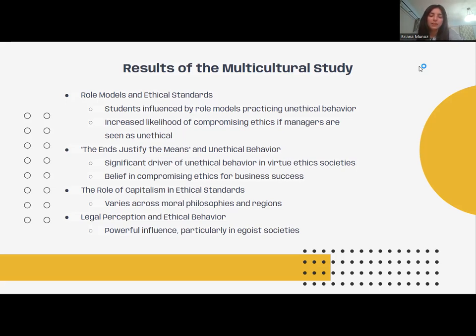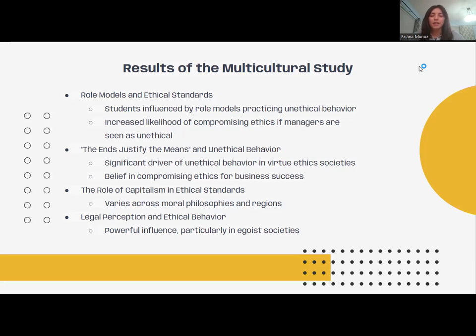And the role of capitalism in influencing ethical behaviors varies across different moral philosophies and regions. In Western Europe, the belief that efficient management can only be achieved through capitalism significantly impacts ethical standards. In contrast, in egoist societies, including the United States, the belief that capitalists are entitled to profits because they assume the risk of loss negatively influences the likelihood of compromising ethics.